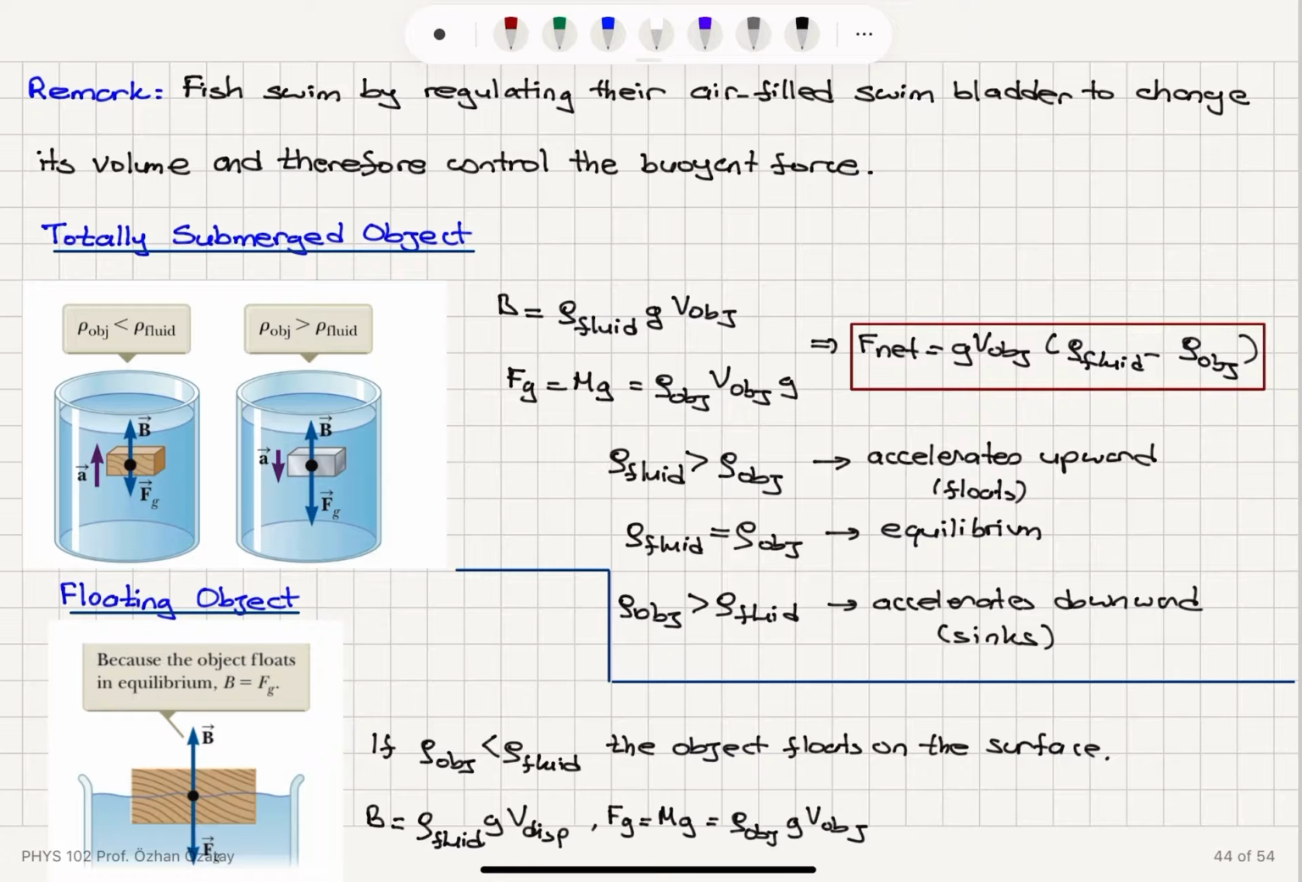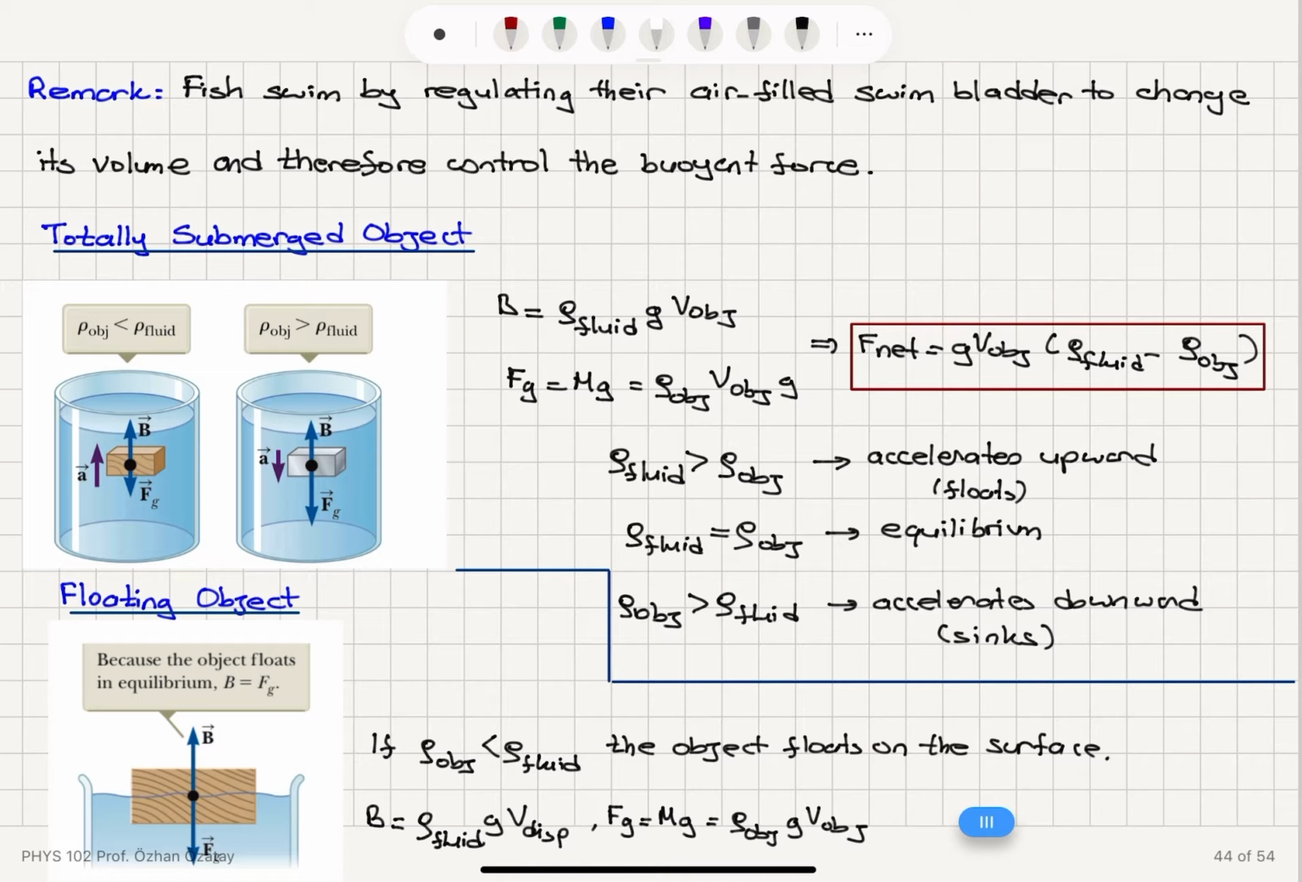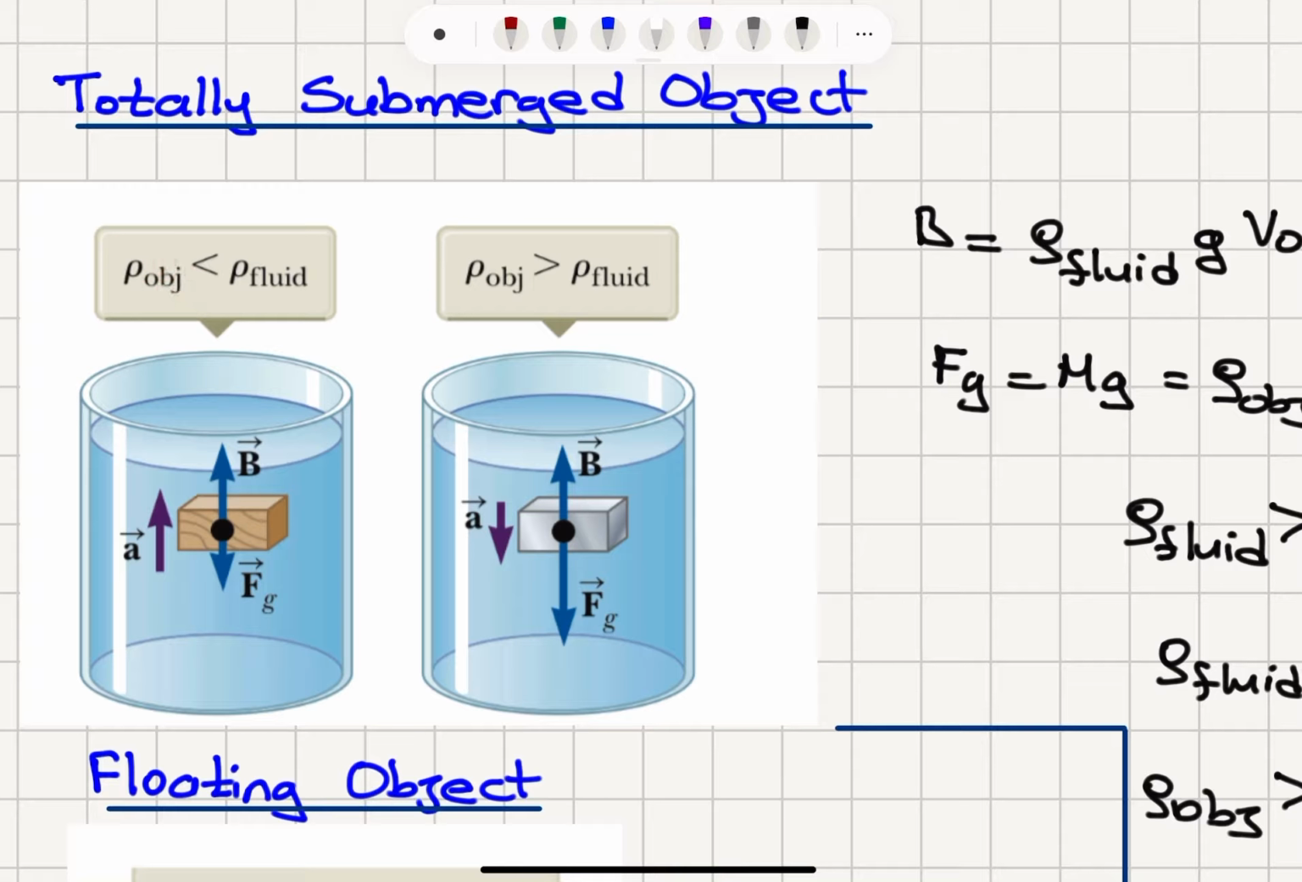All right. Now we have two cases. When we put an object inside a fluid, it may sink or it may float. Now, if we look at the net force acting on an object when the density of the object is less than the density of the fluid, we have the buoyant force, which is the weight of the fluid displaced by the object, and then we have the gravitational force, which is the weight of the object. The weight of the fluid displaced by the object will have a larger value here because they have the same volume.